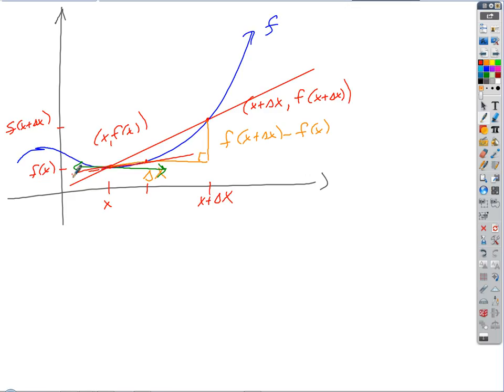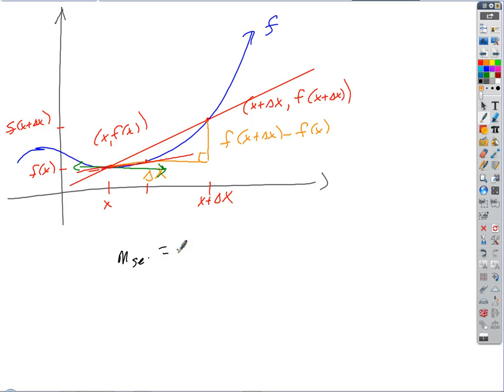I could take the limit as what goes to zero? Delta x, yeah. We could take the limit of the slope of the secant line as delta x approaches zero, and that should give us an exact answer. Everybody agree? Isn't that cool? That's a great strategy. So what is the slope of a secant line?